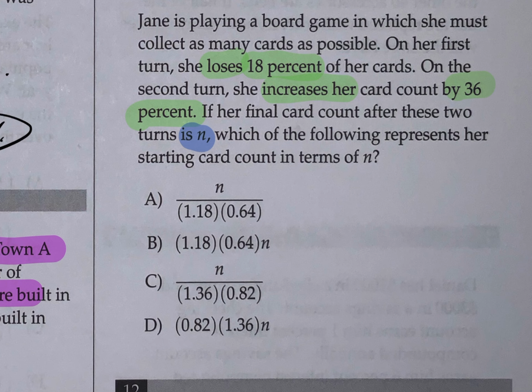So let's say we'll let S equal her initial card count, her starting card count. After the first turn, she loses 18% of her cards. So therefore, I know that she's left with 82% times S. That's her cards after her first turn, right? Because on her first turn, she lost 18% of those cards, so 0.82 times S represents the cards left after the first turn. On the second turn, she increases her card count by 36%.